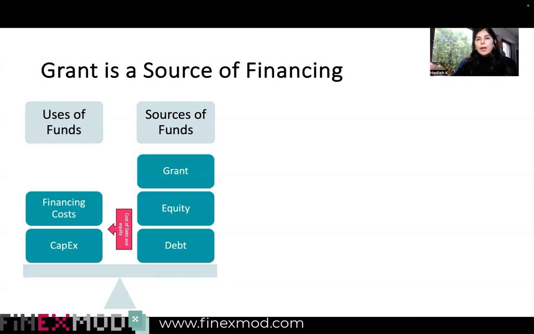So when you're preparing your application, in your financial model, you need to apply the grant as a source of financing. I see that in some financial models, they just add the grant as a negative cost, which is not the right way to express it. And I'm going to show you later on in the other lessons how to model a grant in a project finance transaction.